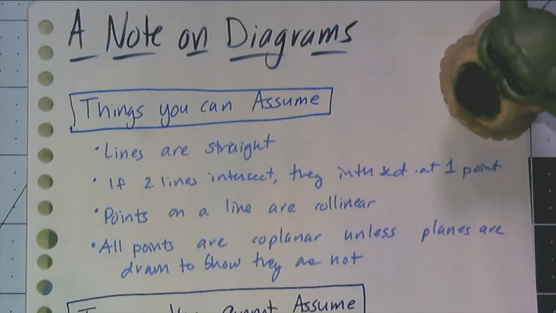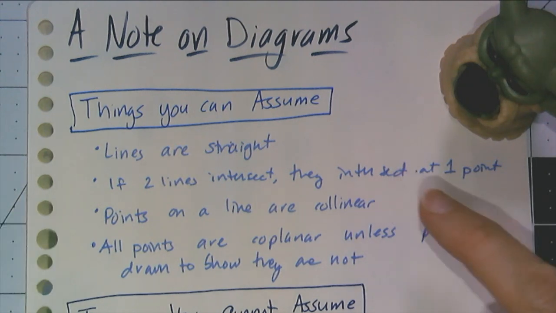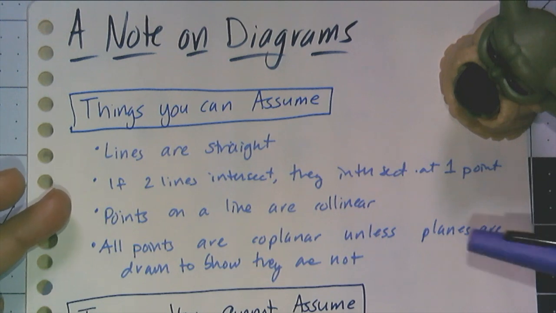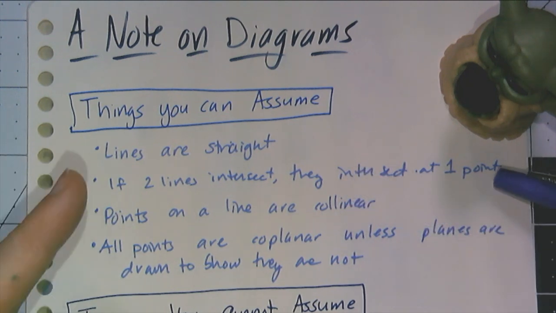Hey y'all, this is Miss Hill, and in this video we're going to start off by talking about assumptions. So when you're given a diagram, there are some things you can assume. You can assume that lines are straight. You can assume that if two lines actually intersect, they intersect at one point.